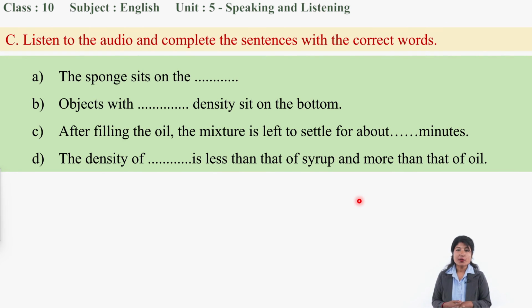Okay, we are done with our third and last listening. Now we are going to discuss the answers of C. A. The sponge sits on the where? On the top. Next, B. Objects with what density sit on the bottom? Yes, the highest density. Next, C. After filling the oil, the mixture is left to settle for about how much time?